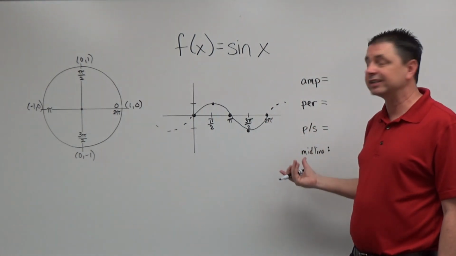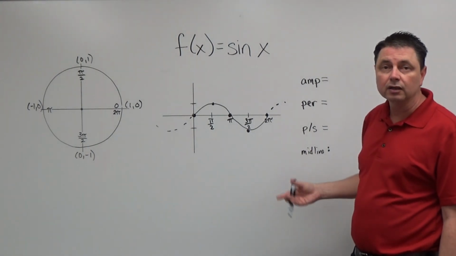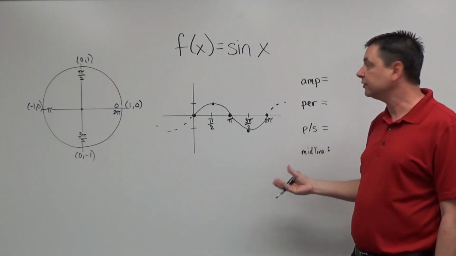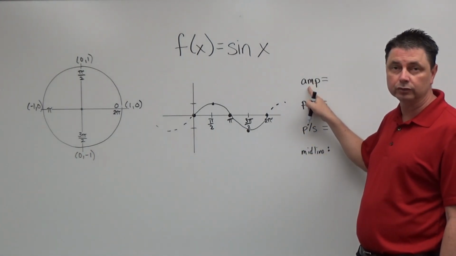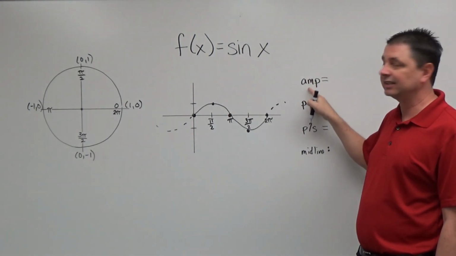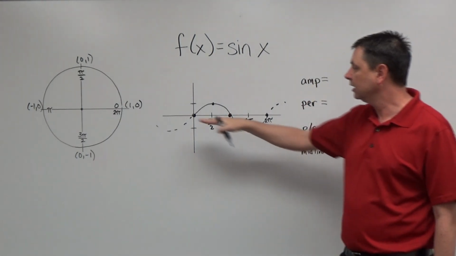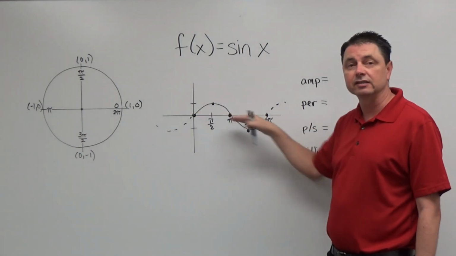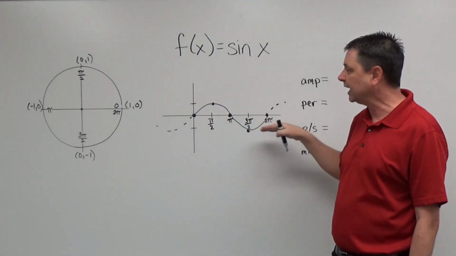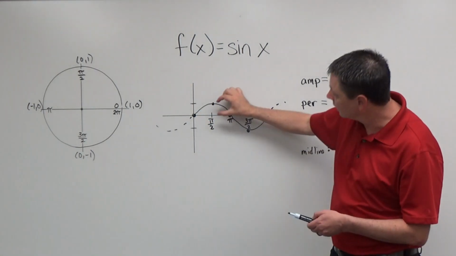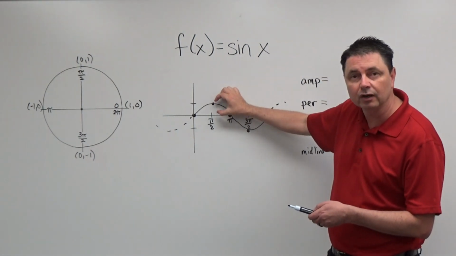Some of the characteristics that we're going to want to know about trigonometric graphs, things like amplitude. Amplitude is the distance from the midline, which in this case is the x-axis, which cuts the graph in half, to the highest or lowest point. So it's that distance right there, which is 1 unit.